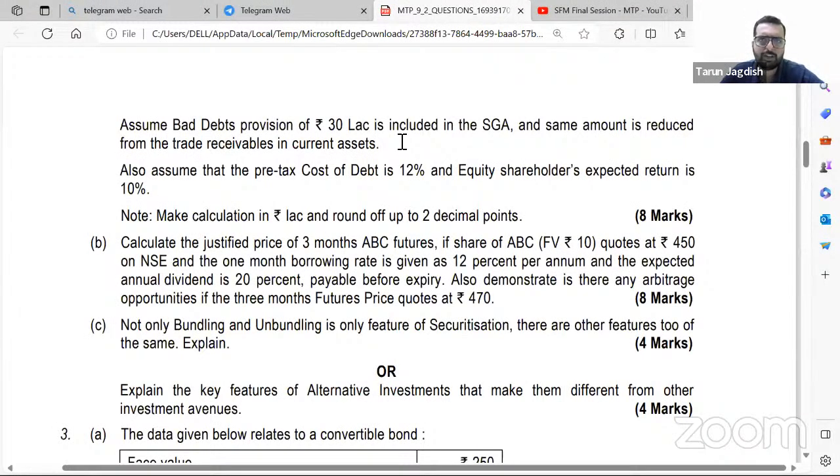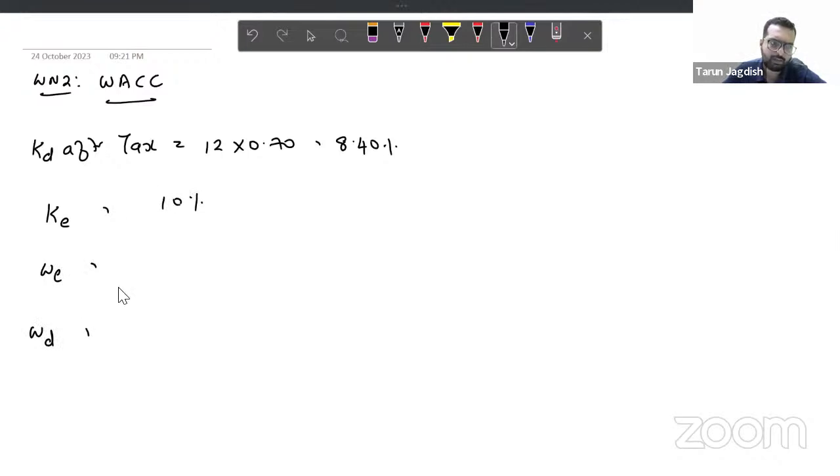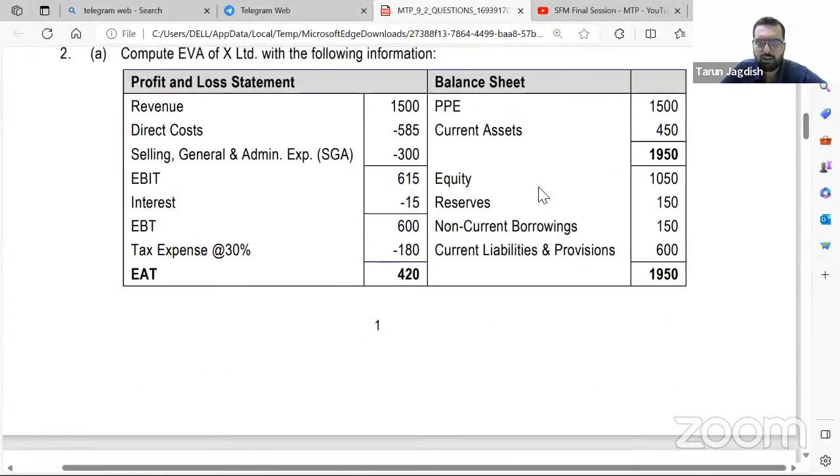Correct. And equity shareholders' KE is given as 10%. So KE will be taken as 10%. Now we need to take the weight of equity and weight of debt. In order to take the weight of equity, here non-current borrowings is lying at 150. All right. Whereas current equity and reserves is how much?